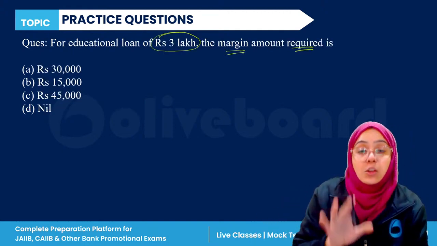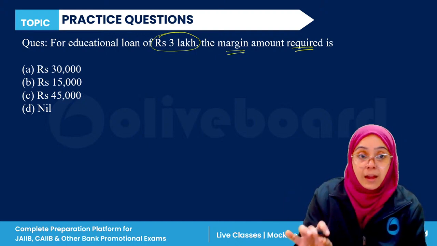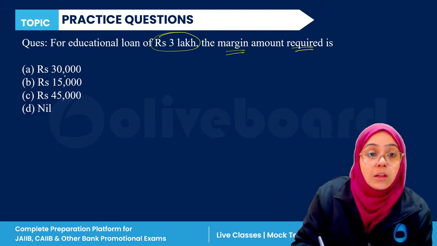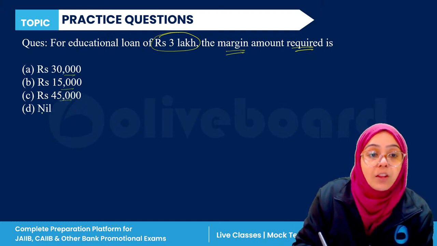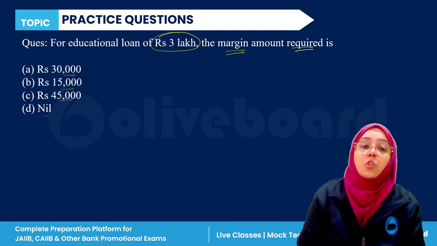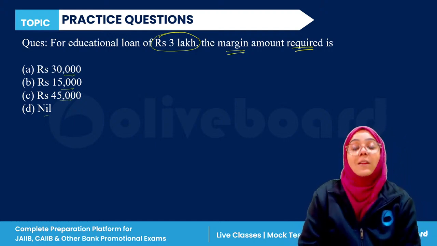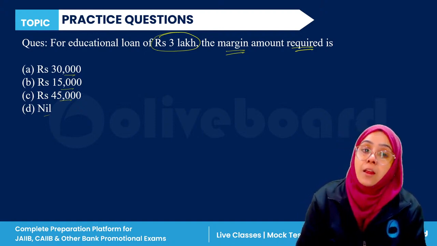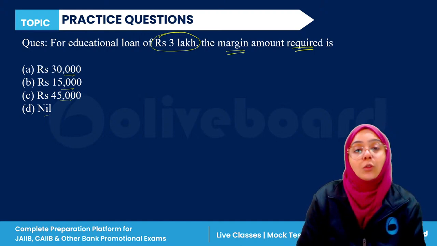For education loan up to rupees 3 lakh, the margin required is what? If the bank is giving an education loan of rupees 3 lakh, then what is the margin required for this educational loan? 30,000, 15,000, 45,000, or nil? Everyone, please answer this question.